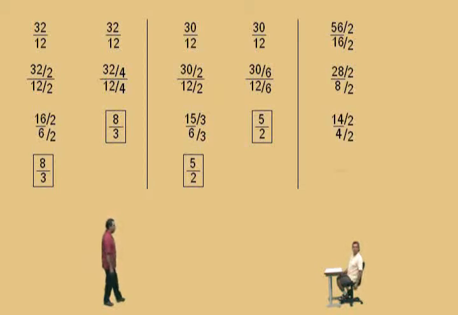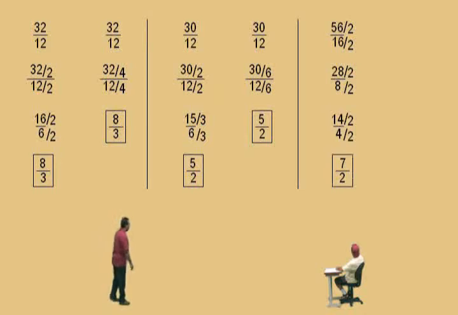Anyway, Charlie, what's 14 divided by 2? 7. And 4 divided by 2? 2. Very nice there, Charlie. So now we have our fraction reduced to lowest terms, 7 over 2.